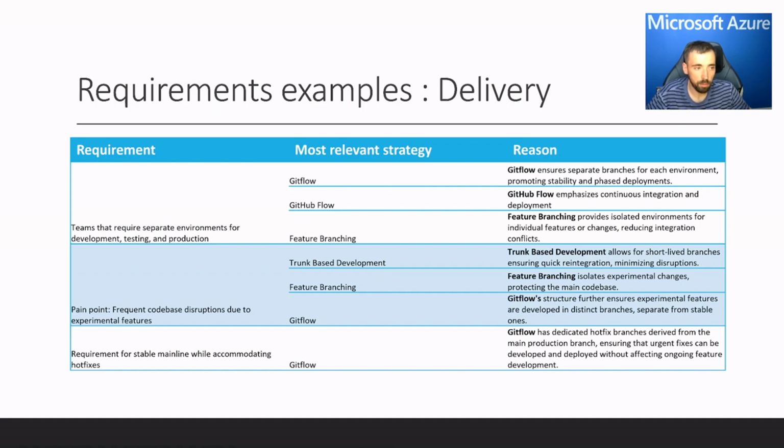Requirement for stable mainline while accommodating hotfixes. Git flow for that. Git flow has dedicated hotfix branches derived from main production branch, ensuring that urgent fixes can be applied quickly.